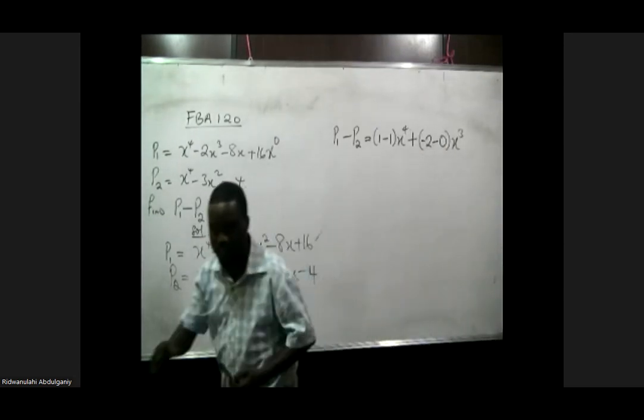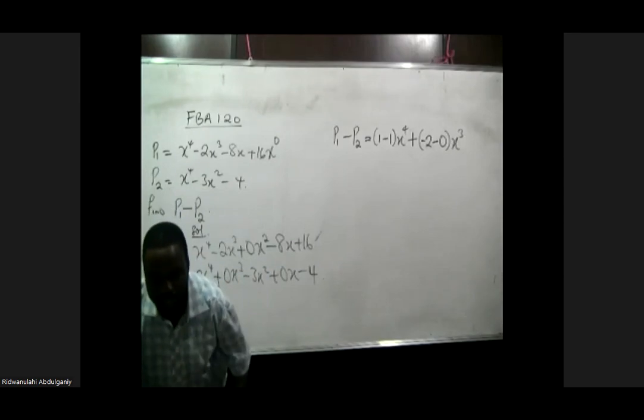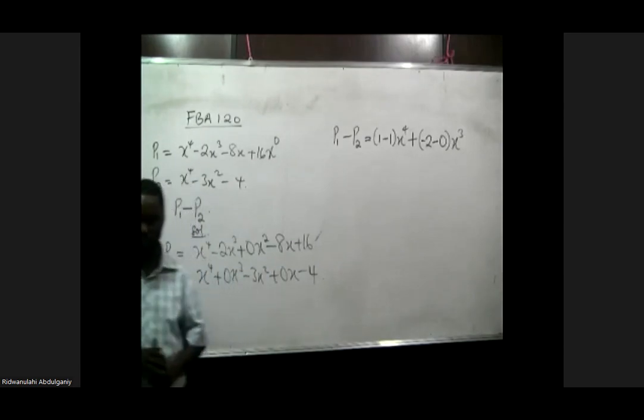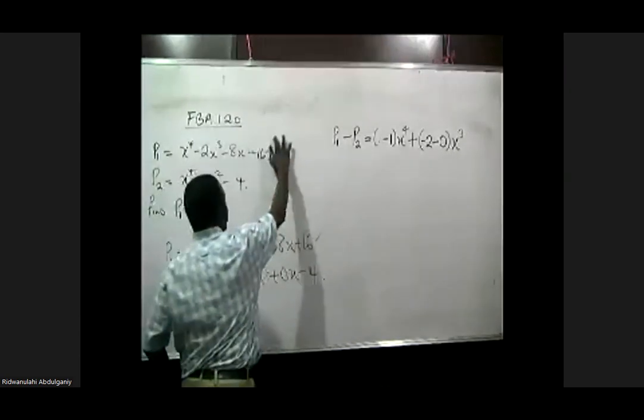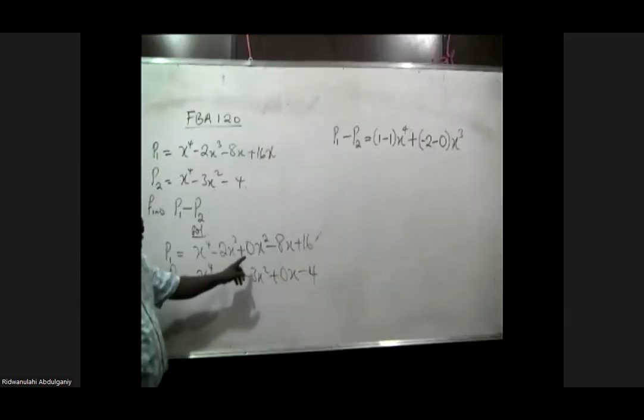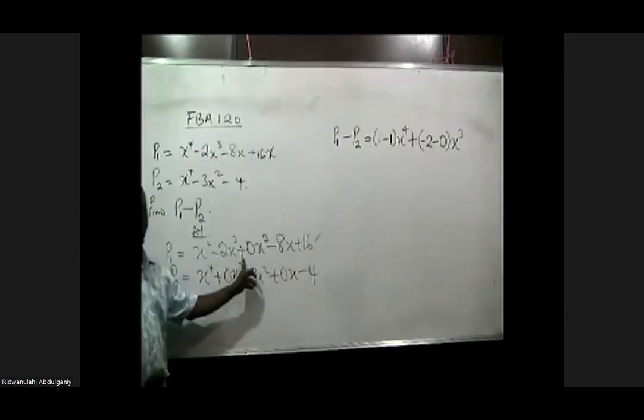Someone raises hand. Esther, kindly unmute yourself, please. Good evening, sir. Good evening. Sorry, sir. For P1 plus P2, we have x raised to the power 4 minus 2x raised to the power 3 plus 0 raised to power 2. Is it supposed to still be plus 0 raised to power 2 or minus? It will be plus. It must always be plus.